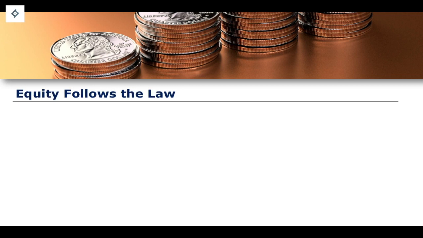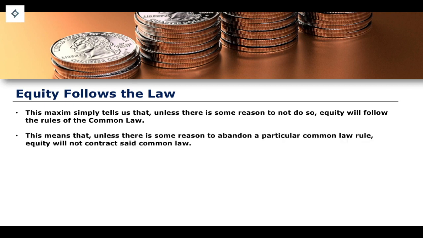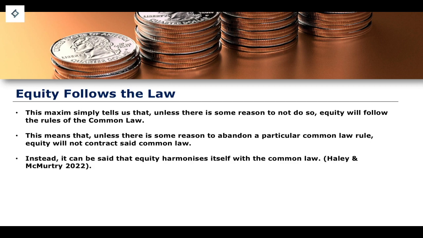Let's think about the first one then. The idea that equity follows the law. What does this actually mean? Well, it simply tells us that unless there is a reason not to do so, equity will follow the rules of the common law. So if a common law decision exists and is applied in a correct way, there must be a standard by which equity should contradict that particular common law rule. So unless there is some reason to abandon a particular common law rule, equity will not contradict that common law rule. Instead, it must essentially try to harmonize itself with the common law.